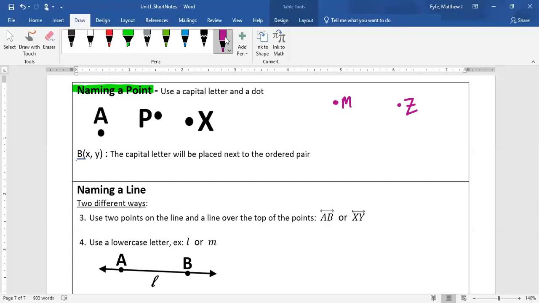You might see the capital letter literally written next to an ordered pair. An ordered pair is just a point. We just usually graph it. And then we could put the capital letter next to that ordered pair. All right, let's move on.